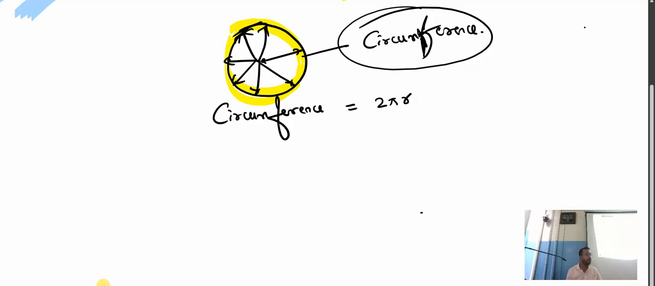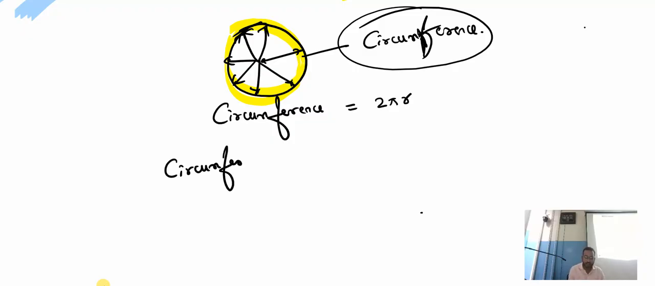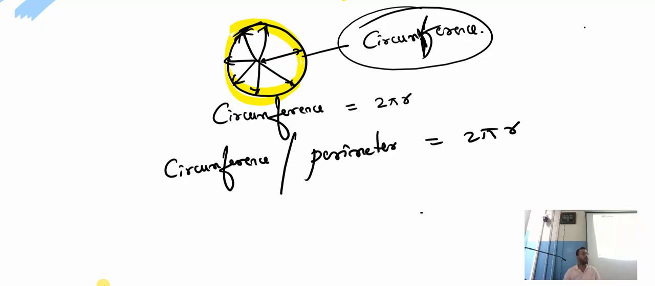Clear? We have only one side, and that is the circumference. So remember, in the case of a circle, the circumference of a circle or the perimeter of a circle, both are one and the same. The formula is 2 pi r. Any doubts? Is the concept clear? Did you understand the meaning of circumference or perimeter of a circle?